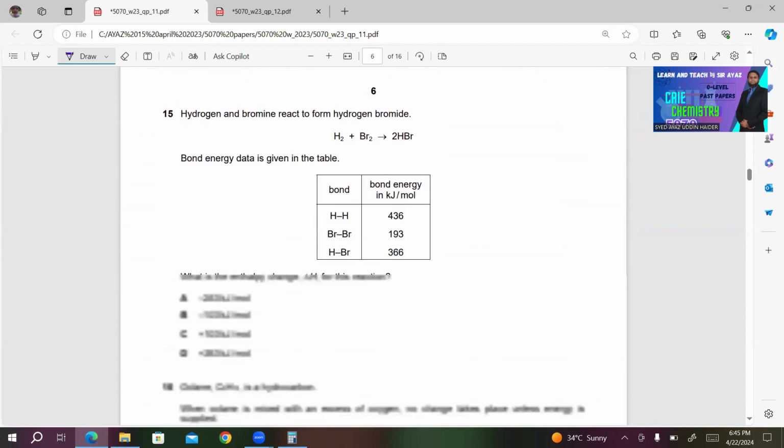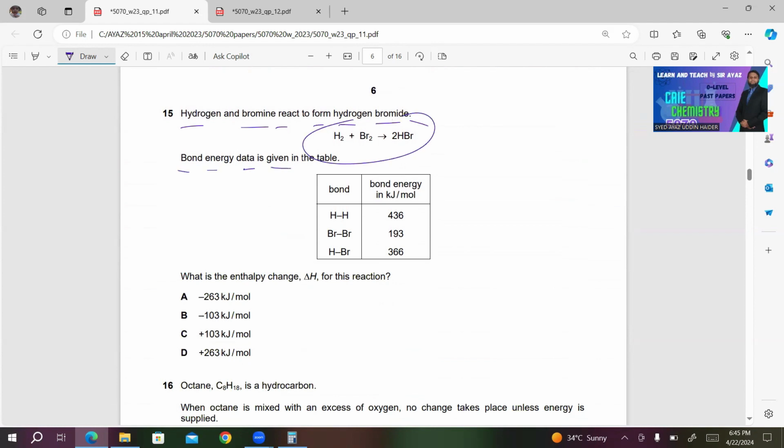Number 15. Hydrogen and bromine react to form hydrogen bromide. This is the reaction. Bond energy data is given in the table. Here we have the H-H bond, Br-Br bond, H-Br bond, and bond energy in kilojoules per mole. What is the enthalpy change, delta H, for this reaction? You know the formula for delta H.